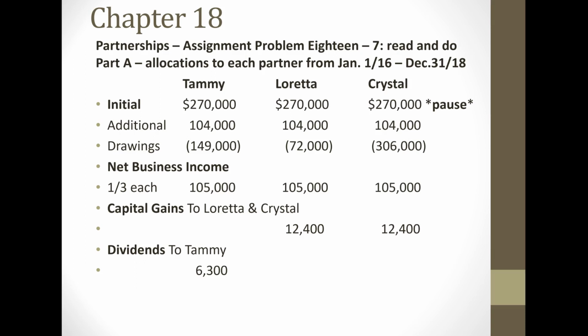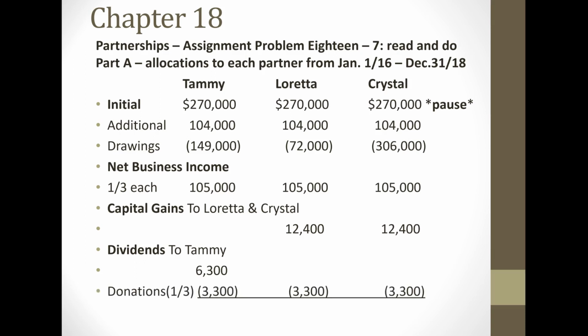Now, we're only using the actual amounts. Now, the capital gains and the dividends, when the capital gains are reported by Loretta and Crystal, then they themselves will take 50% of that in their calculations. The dividends to Tammy, we're only looking at the actual amount of the dividends. When Tammy actually reports the dividends on her income tax return, because they're eligible dividends, she will have to gross them up herself. But in terms of the adjustments for the adjusted cost base, we're looking at just the actual amounts.